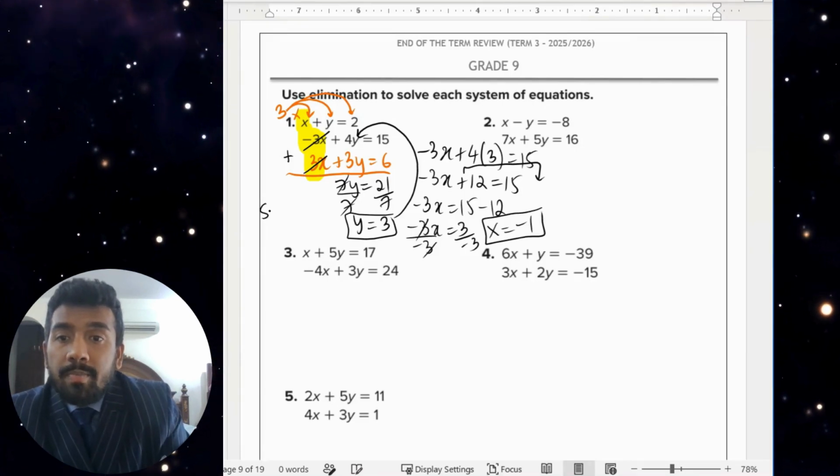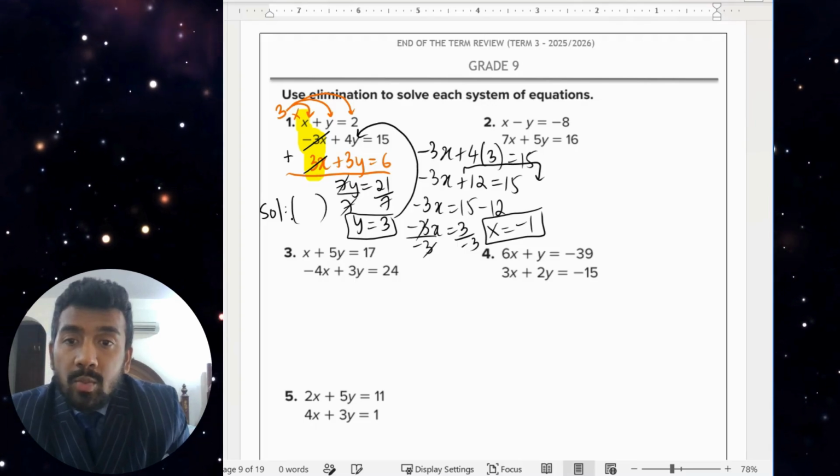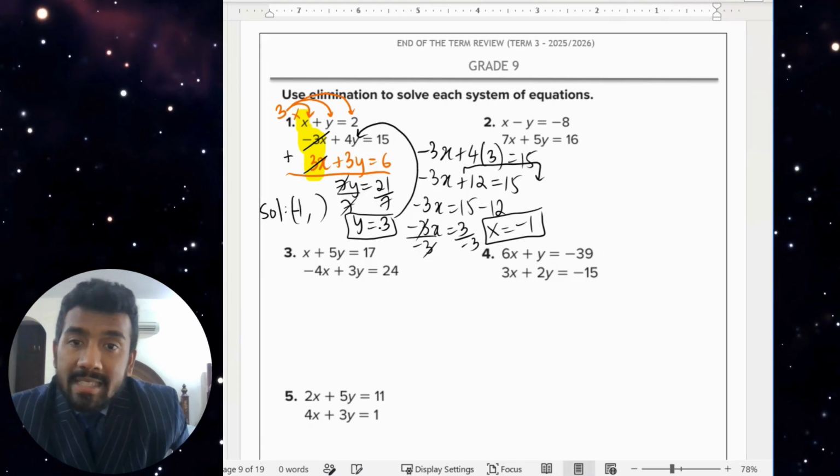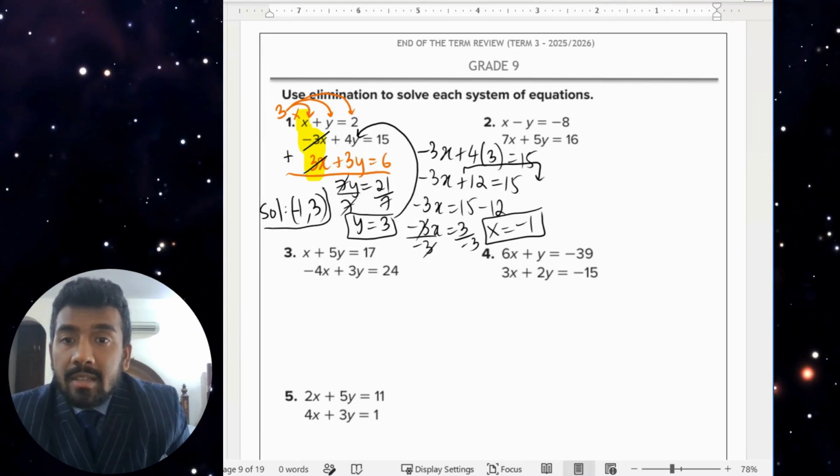So what's the solution? What is the first variable? x. So that's minus 1. And next comes y, that's 3. Okay, so that's the answer.